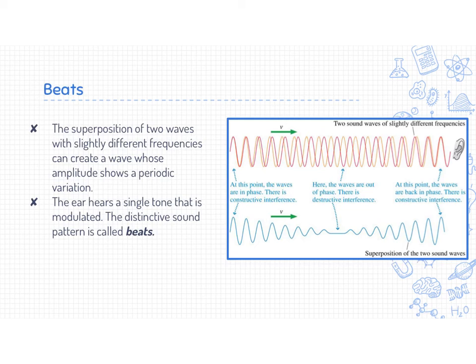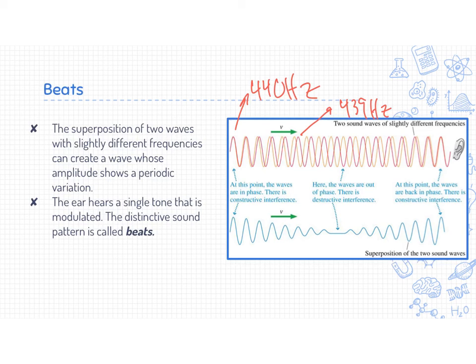So here's an example. Let's say that this orange wave is 440 hertz. Well, the magenta wave is moving slightly slower, right? Which means there's going to be fewer cycles per second. So maybe this is 439 hertz, right?